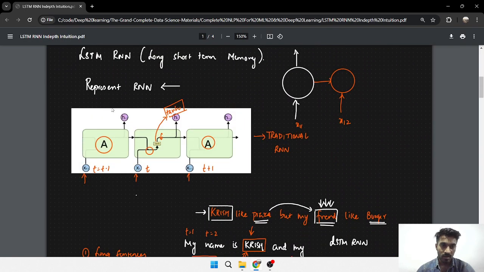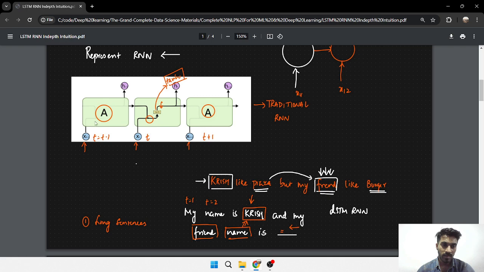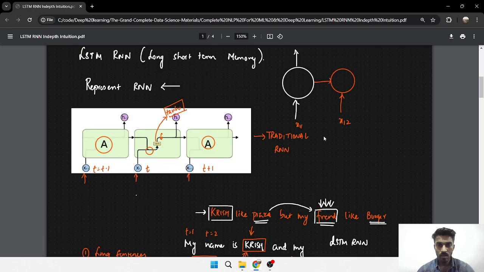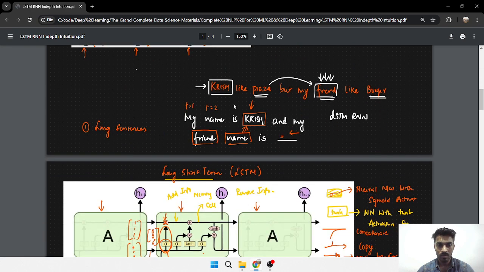So here we will pass our input, along with h(t-1), and again at the next time step we will pass the new input, and the previous output of this layer is also passed to the next layer, so that we can get the context of the previous word and predict the possible next word. That's how this works, and traditional RNN we already know.